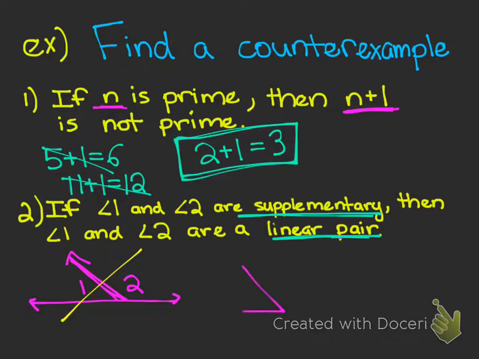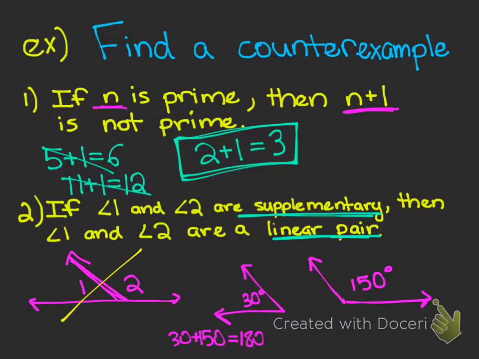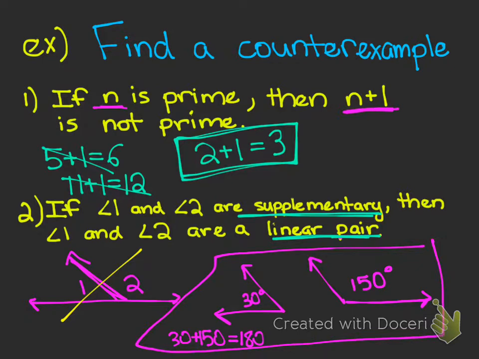Well, let's look at this one. What if I were to draw an angle over here? Let's say this angle is about 30 degrees. Let's say it is 30 degrees exactly. What if I were to draw an angle over here that was 150? Well, if you were to add those two measures together, they add up to 180 degrees, right? 30 plus 150 is 180. But they are not a linear pair because they are not adjacent. So this is a counterexample of the statement. It is an example of two angles that are supplementary but are not a linear pair.